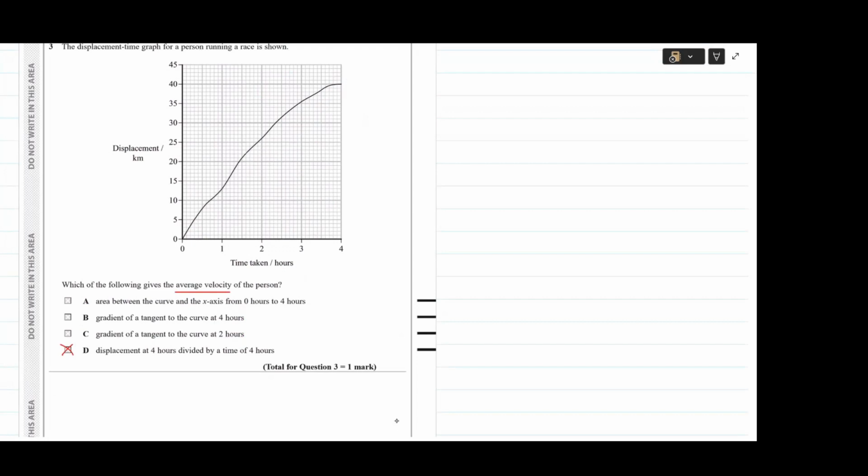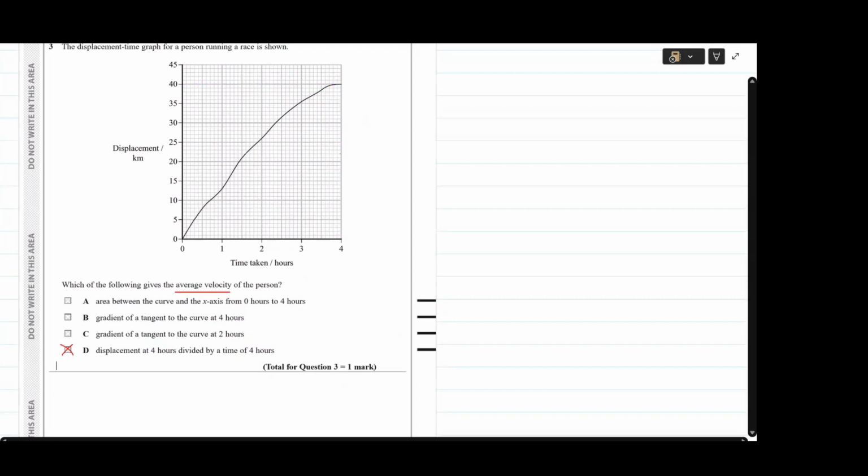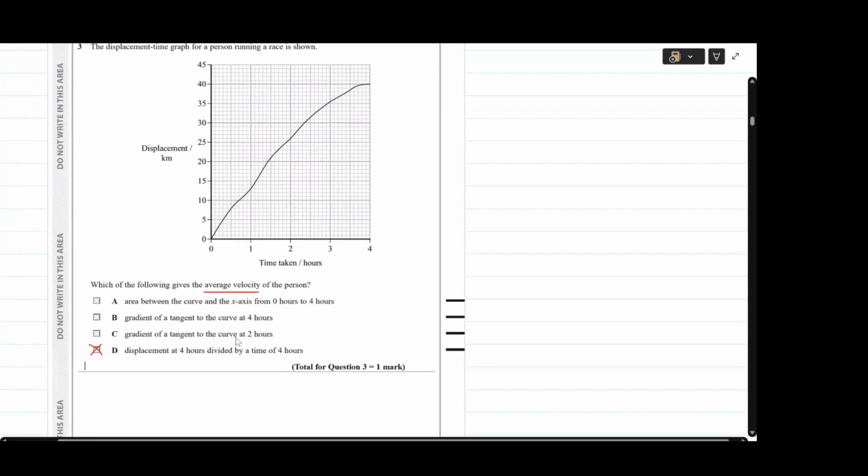What does it say? It says displacement at 4 hours divided by time of 4 hours. So basically what they're telling us is that you have to take the total displacement of the journey and the total time taken. That is how you find out the average velocity.